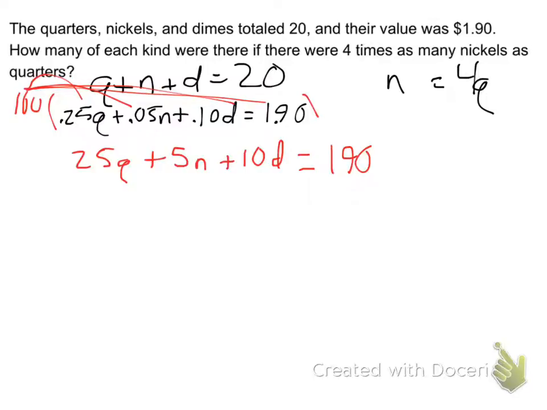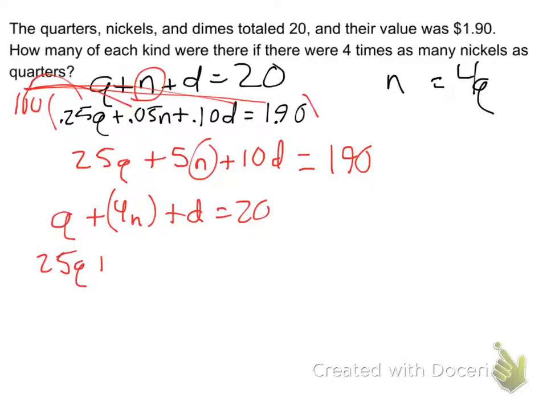There are 3 equations. The black top one, the red one at the bottom, and the N equals 4Q. What do you think I can do with that N equals 4Q? Can I sub that in? So could I say that I'm going to sub it in for N in both of those cases? So Q plus 4N plus D equals 20. I can also say 25Q plus 5 times 4N plus 10D equals 190.